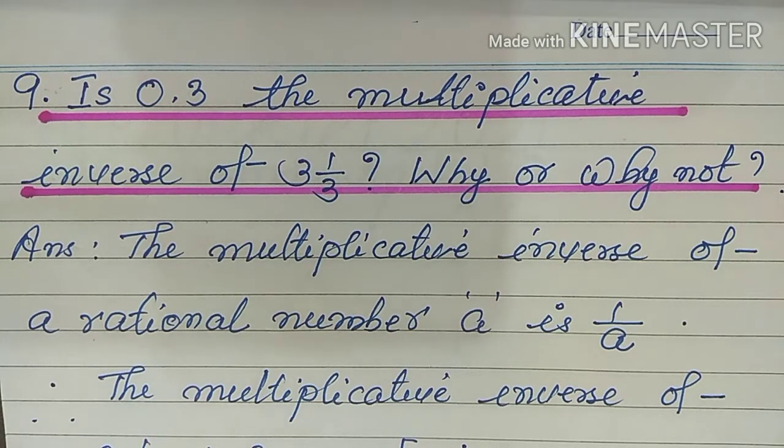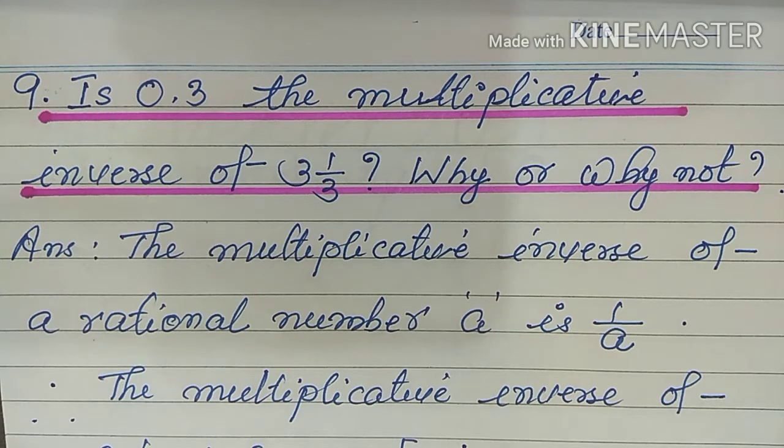It is similar to question number 8. Let me read the question for you. Is 0.3 the multiplicative inverse of 3 1 by 3? Why or why not? Let me read it once more. Is 0.3 the multiplicative inverse of 3 1 by 3? Look, so we have to find the multiplicative inverse of 3 1 by 3. As I said, multiplicative inverse is nothing but the reciprocal.